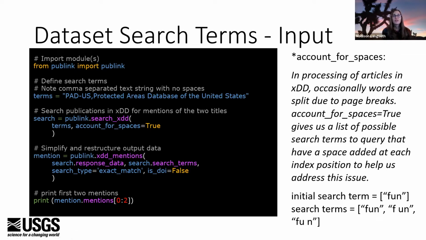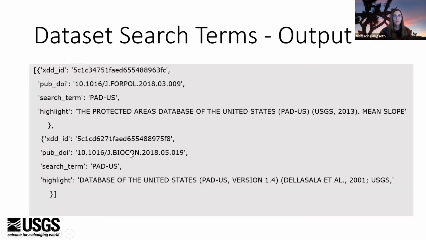And that gives us a list of possible search terms to query that have a space added at each index position to help us address the issue of words being split due to page breaks. So for example, if our initial search term was fun, we'll search for fun, F space UN, and FU space N. Once we run the search query, we simplify and restructure the output using this XDD mentions method here.